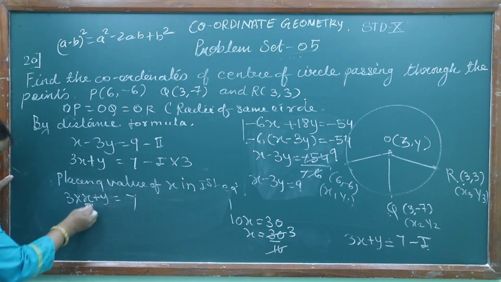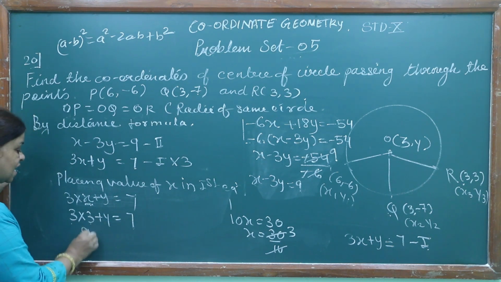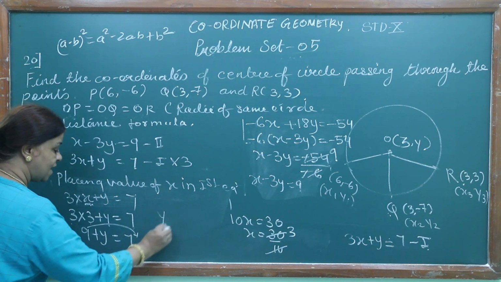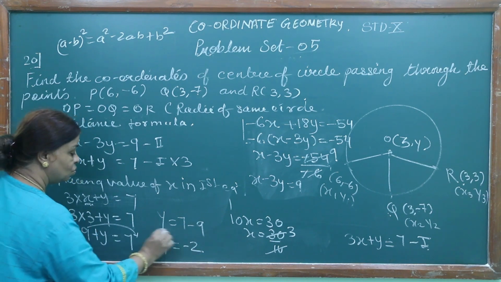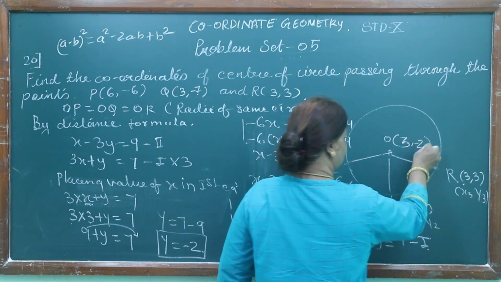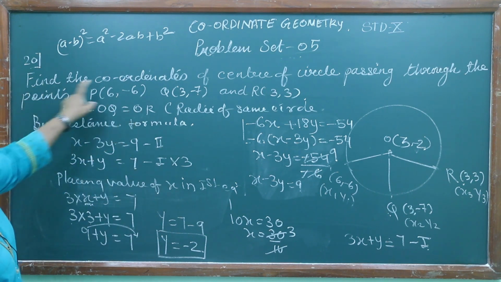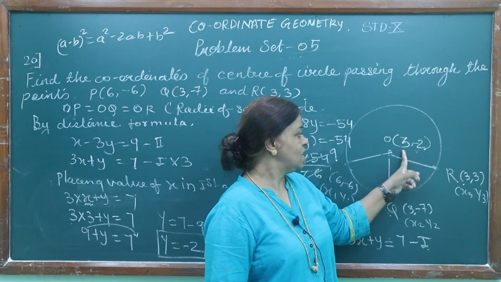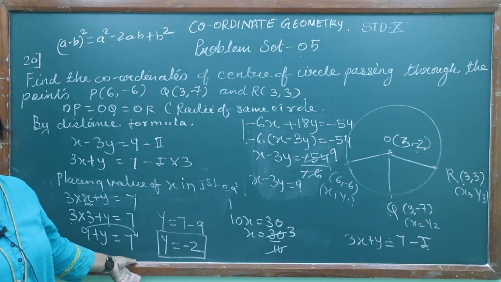So in place of x we will place 3. 3 into 3 plus y is equal to 7. 3 threes are 9 plus y is equal to 7. 9 will come here, so y is equal to 7 minus 9. So y is equal to minus 2. We got the y coordinate as minus 2. And they were asking us to find the coordinates of the center of the circle. So we got the center of the circle, that is 3, minus 2. You are done with the sum, children, and you can pause the video and solve this.